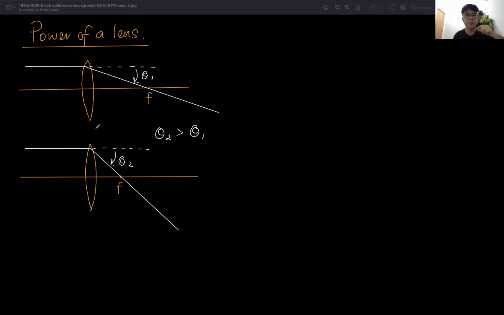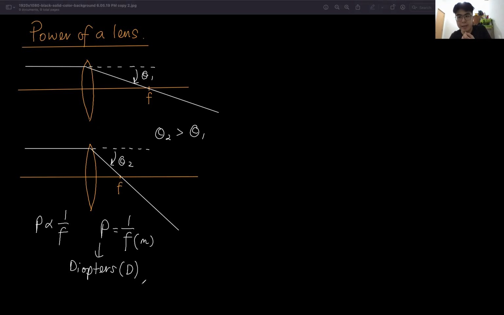Okay, that is the power of a lens. So if I say that the lens has high power, that means it has a high angle of deviation. That also means that the lens has a very short focal length. So we can say that the power is inversely proportional to f. We have a formula for it: P equals 1 over f. F is in meters, and the SI unit of P is diopters. Diopters, capital D. This is the unit of power of a lens. Okay, 32 diopters, 50 diopters, the unit of power.